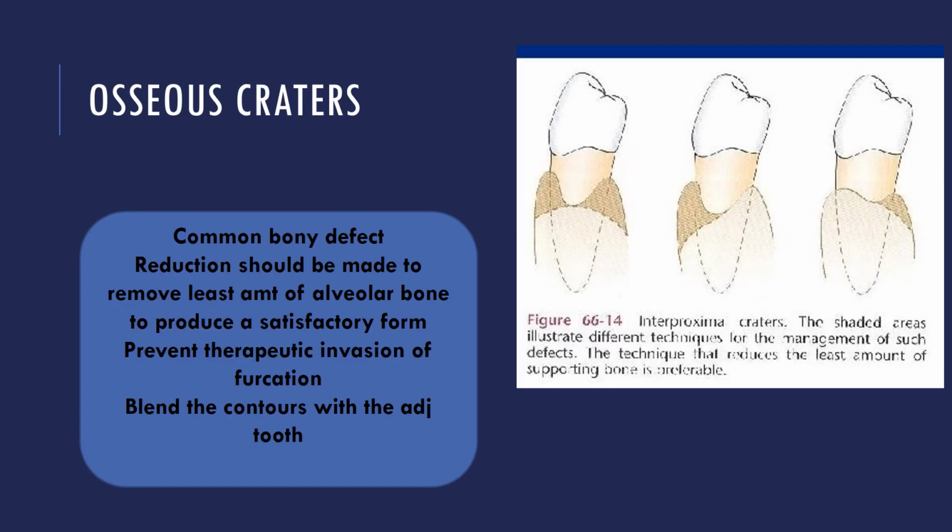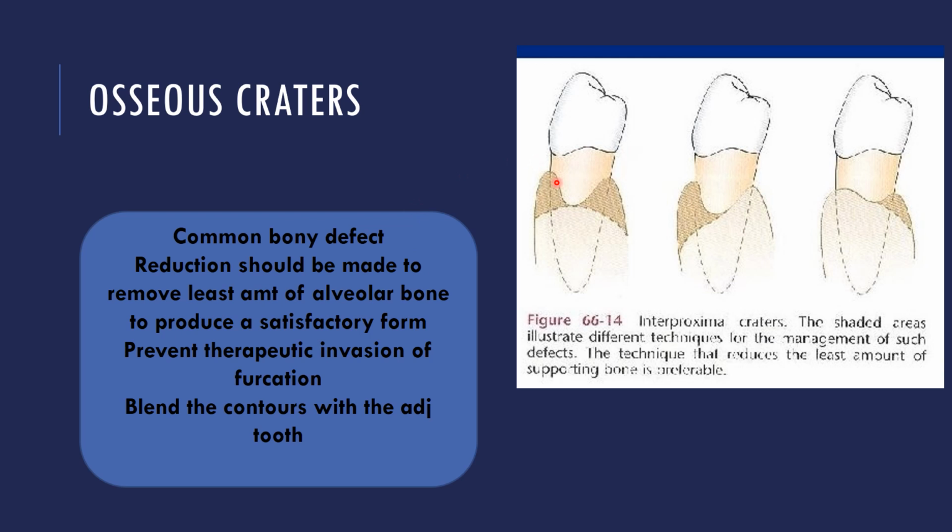So we are dealing with osseous craters. Do you know the specific type of osseous shaping needed for these? This is a very common defect. Reduction should be made to remove the least amount of alveolar bone to provide a satisfactory form. It prevents therapeutic invasion of the furcation and blends the contours with the adjacent tooth.